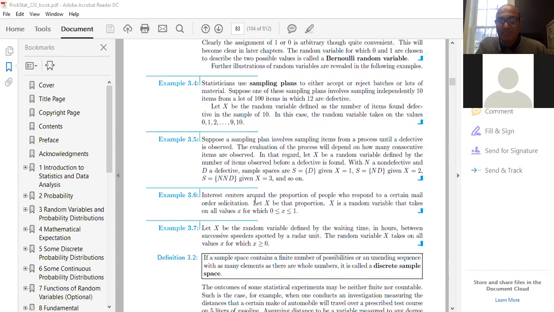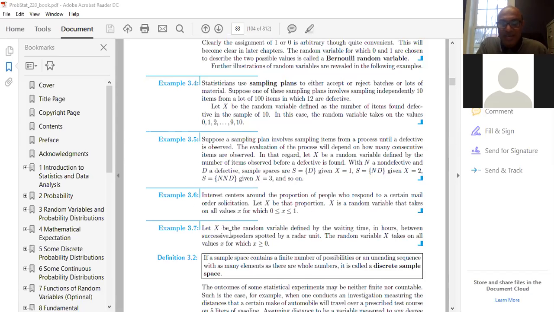Now I would like to give you the next example. Interest centers around the proportion of people who respond to a certain mail order solicitation. Let X be the proportion. X is a random variable that takes on all the values X between 0 and 1. Right, so you can see here 0.001, 0.1, 0.0002, 0.5, all infinitely many numbers are involved over here. So between 0 and 1, it's just a real line. So this is the example of a continuous random variable.